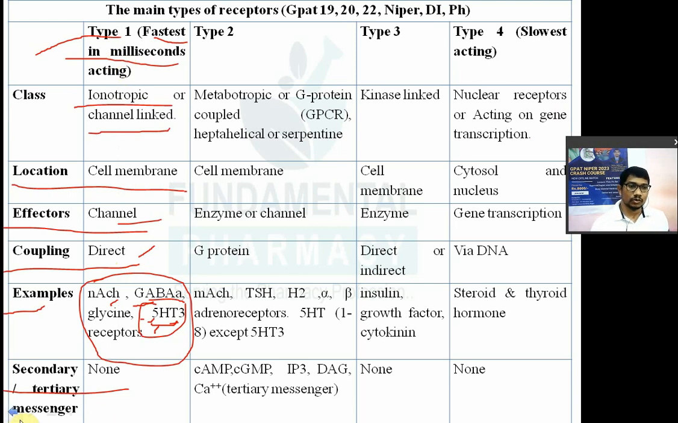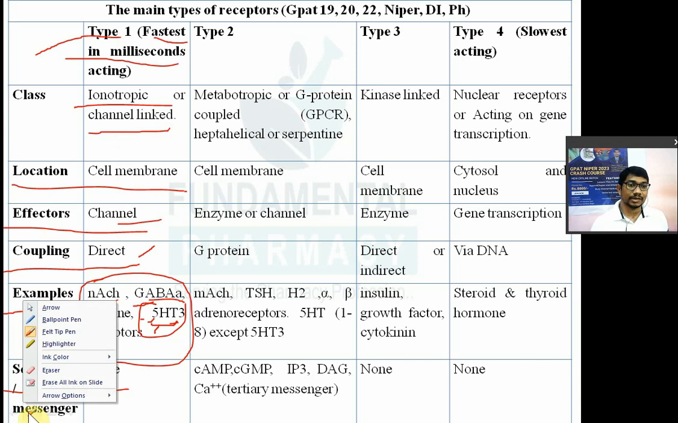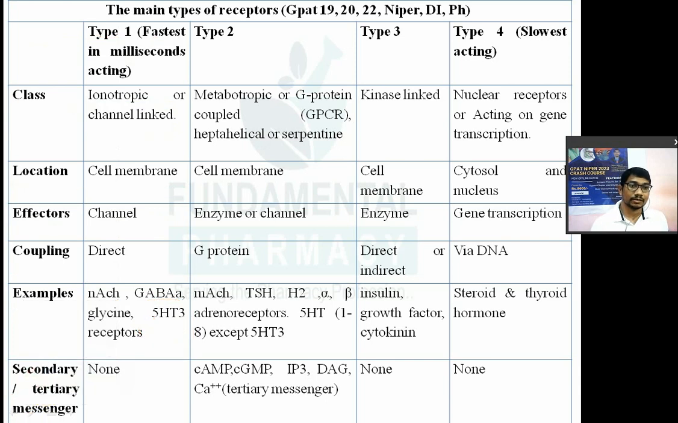So now we'll see the type second receptor. Type second receptor कौन सा है? Type second receptor is known as a G protein coupled receptor. They are also known as a metabotropic receptor. इसके ऊपर एज इट इज क्वेश्चन आया था GPAT 2019 में.